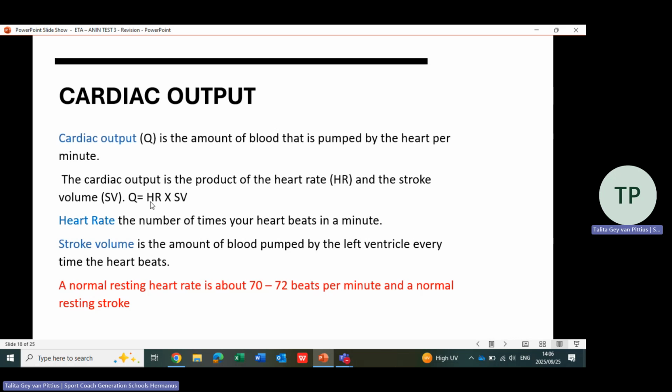And HR stands for heart rate. And this one stands for stroke volume. Remember, the product means it is multiplication. So cardiac output is the product, it's multiplication, of heart rate and stroke volume. That is the formula for cardiac output. You need to know what the heart rate is. It's the number of times your heart beats per minute. Stroke volume is the amount of blood pumped by your left ventricle every time your heart beats. So you need to know the formula for cardiac output.